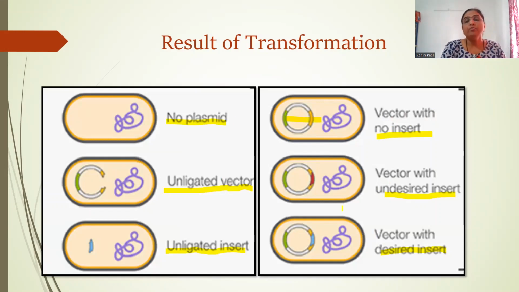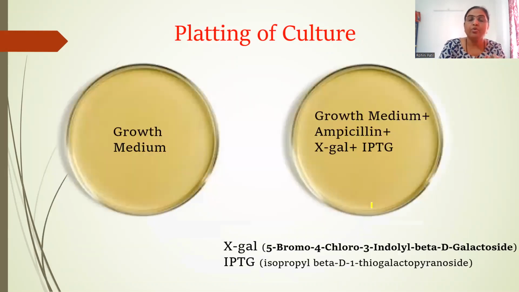Now from all these 6 possibilities, what you have to select is the vector with the desired insert. You have to select for this. Vector with a desired insert you have to select. For that purpose, you have to go for plating.